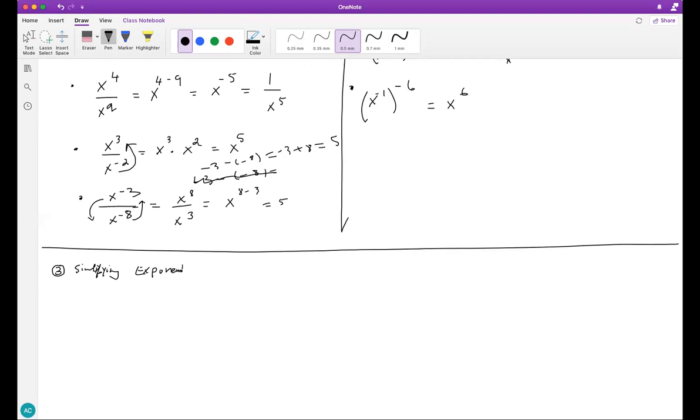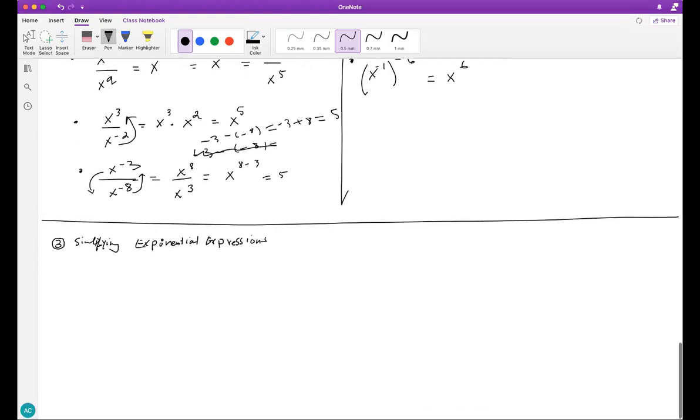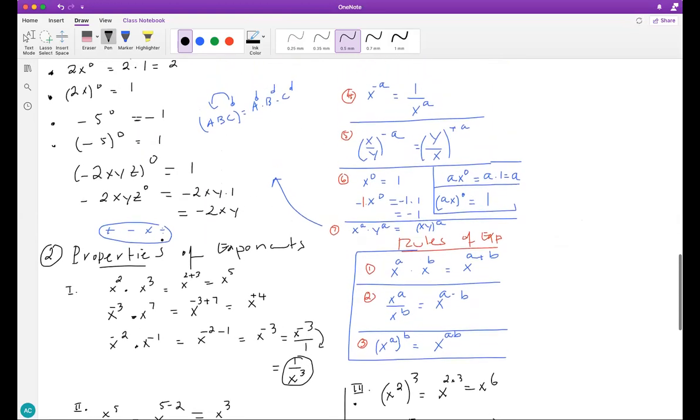So, simplifying exponential expressions. Basically, we're going to continue on what we started last time. Today, we're going to do more complex examples with more variables and numbers. So simplifying exponential expressions, basically using these rules that we learned, okay?